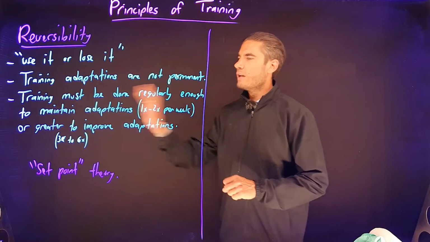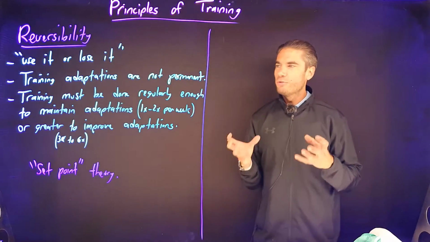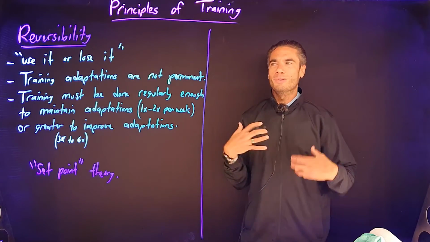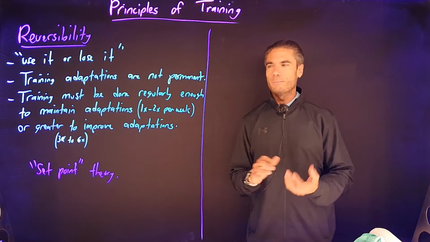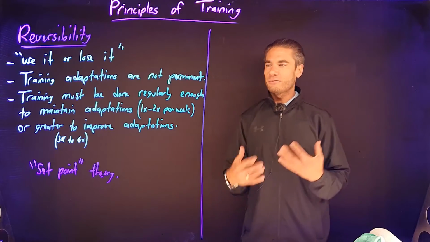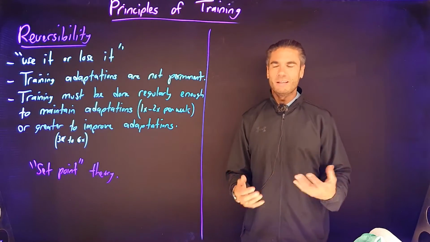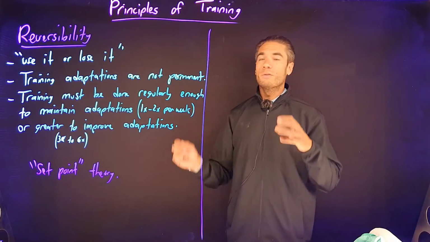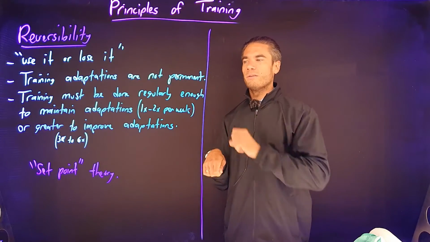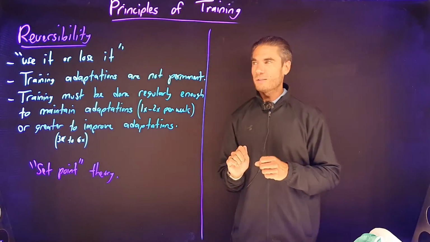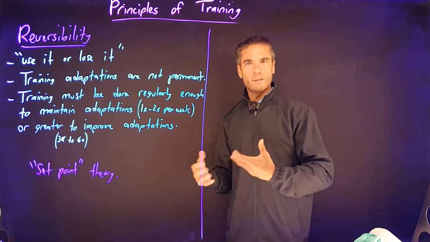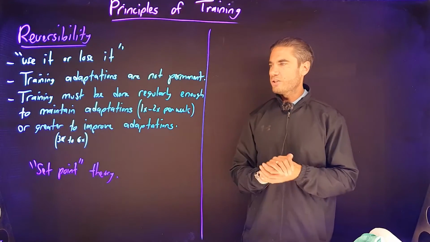Anyway, moving on. So training must be done regularly enough to maintain adaptations, and that's like once or twice a week. A lot of people start a training program that is twice a week. Well, guess what? After a week or two, you're not going to be making any more adaptations. All you're doing is maintaining. Or if you try to apply progressive overload but you're only training once or twice a week, you're probably not going to be able to progressively overload, because you're not stimulating your body enough to make an adaptation.